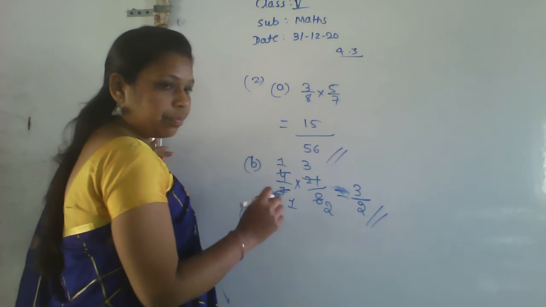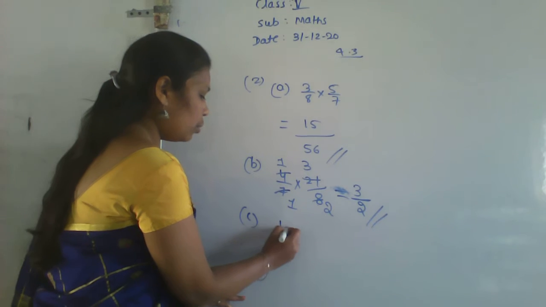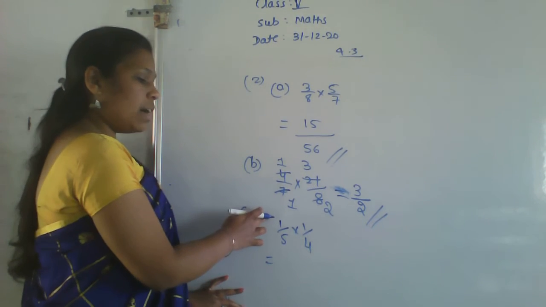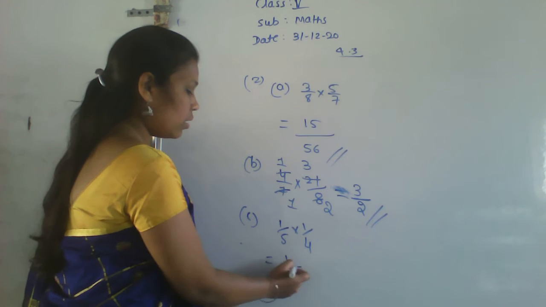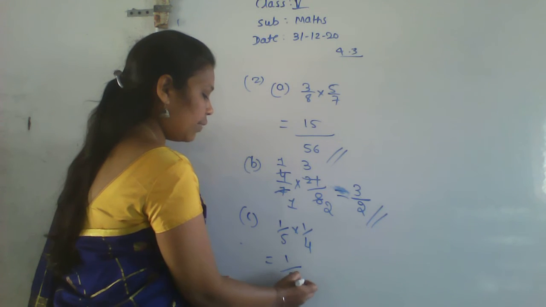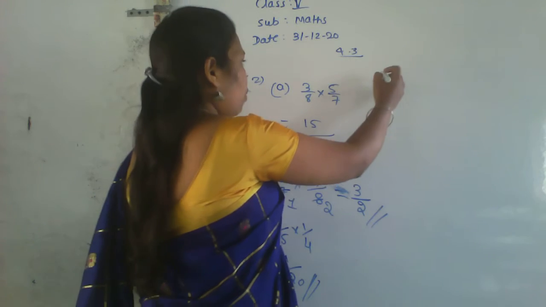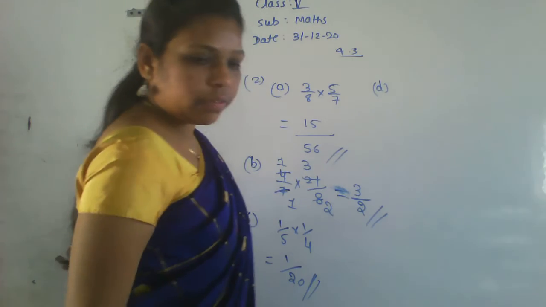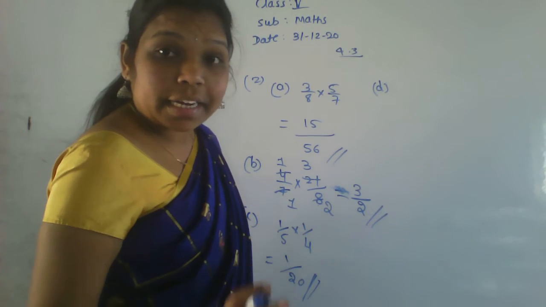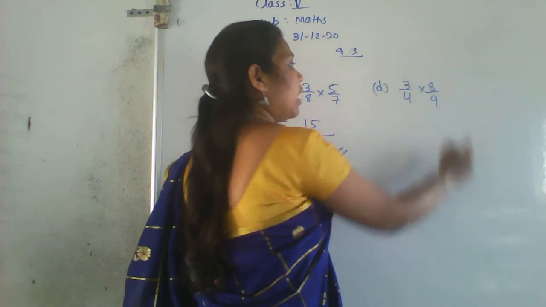Next, the C one. 1 by 5 into 1 by 4. Okay. So here multiply numerator and numerator, that is 1, and multiply denominator and denominator, that is 5 into 4 is 20. 1 by 20 is the answer. Okay. Go for the next question, that is the D one. What is the D one here? 3 by 4 into 8 by 9.